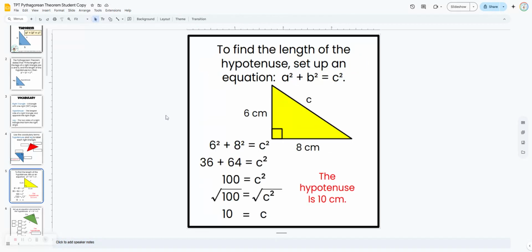Now we can find the missing side of a right triangle by using the Pythagorean theorem. We're going to set up an equation. If a squared plus b squared equals c squared, then a and b would be these two sides, the legs. We're going to square them. a squared plus b squared equals c squared. So here we get 36 plus 64 equals c squared. I'm going to combine like terms. I get c squared equals 100. To isolate the variable c, we're going to do the opposite of squaring a number. We're going to take the square root. So if I take the square root of both sides of the equation, I get c equals 10. And I know the hypotenuse on this triangle is 10 centimeters.